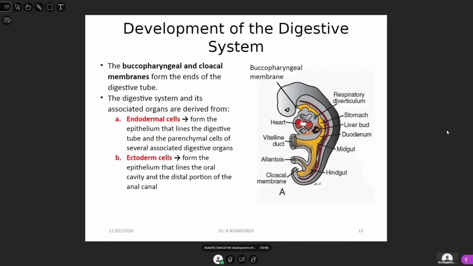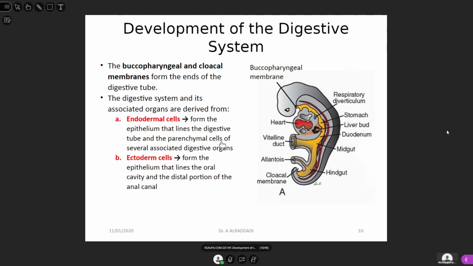So in development of the digestive system, the buccopharyngeal and the cloacal membranes form the beginning and the end of the digestive system. The digestive system and its associated organs are derived from the endoderm, the ectoderm, and the mesoderm. So the endoderm cells will form the epithelium that lines the digestive system tubes, and the parenchyma cells that give rise to the associated digestive organs.